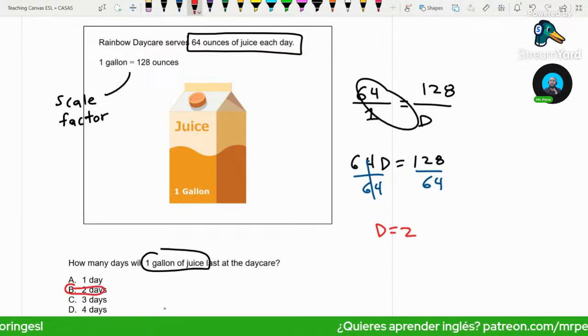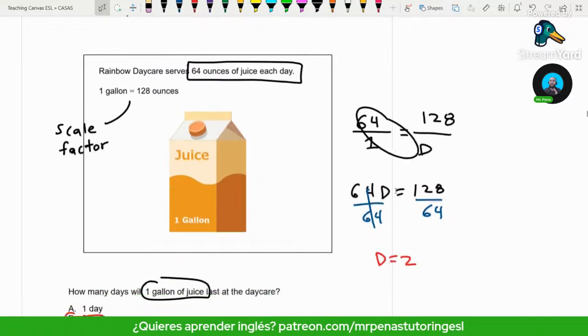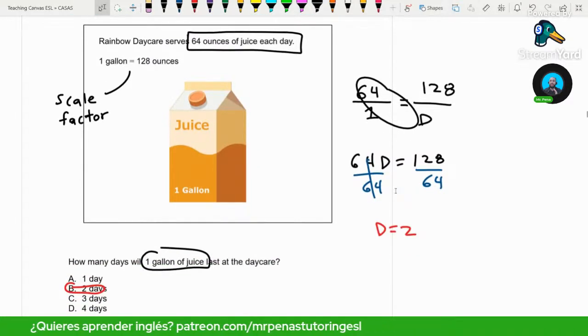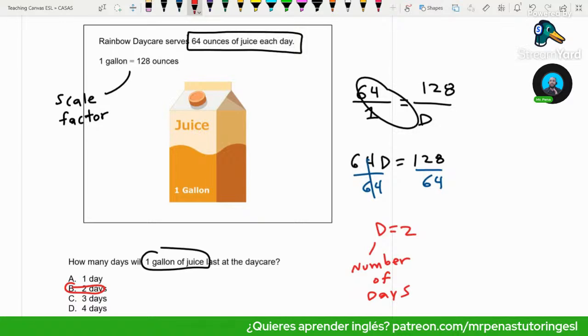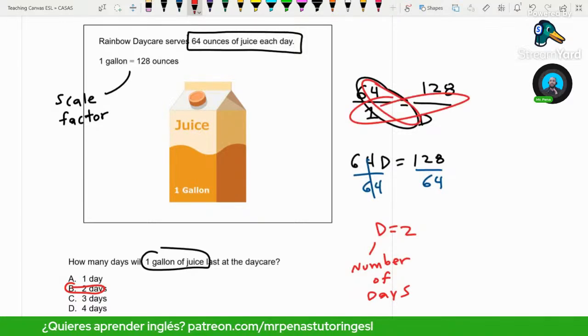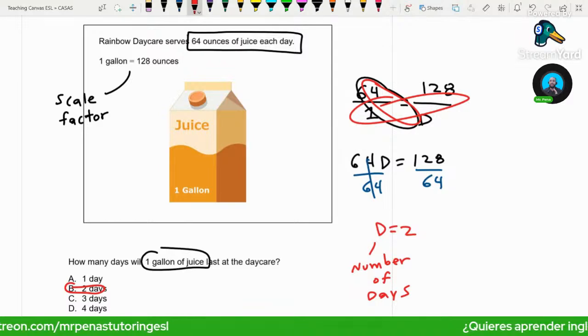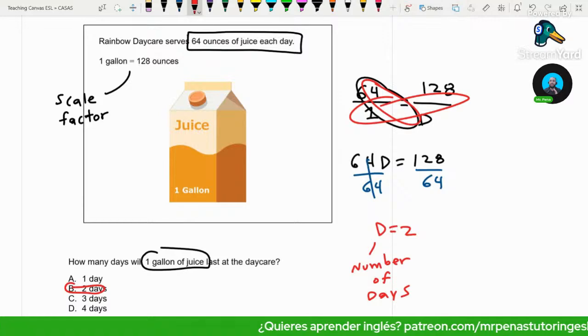That's my answer. Let's double check that. 2 days. Correct. So D stands for the number of days. Awesome. When we cross multiplied, it was 64 times D equals 128 times 1. It's going to last 2 days. Perfect.